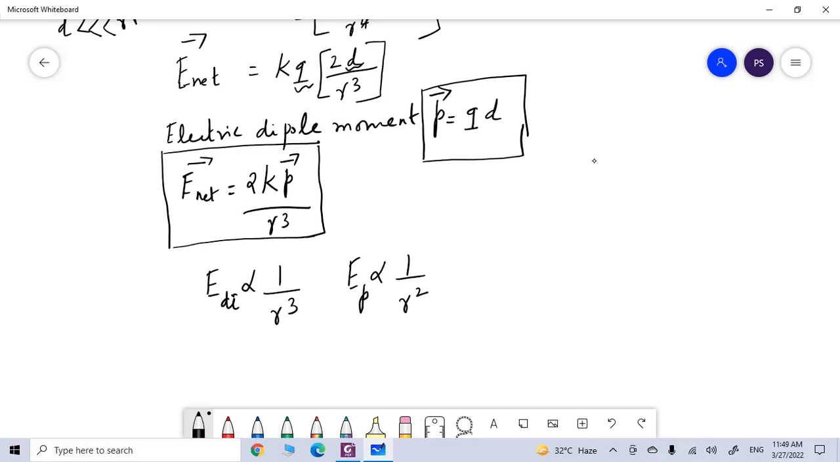This is all about dipoles now. In the next video, we shall calculate the electric field for a dipole, for a point P lying on the equatorial line of the dipole.